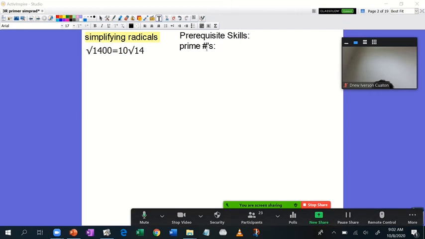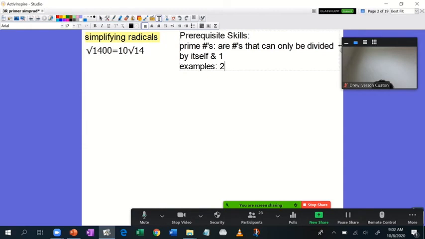Now, prime numbers are numbers that can only be divided by itself and 1. Okay? So examples of prime numbers are 2, 3, not 4, 5, 7. People mistakenly think 9 is a prime number. 9 is not a prime number because it can also be divided by 3. Okay? The next prime number is 11, 13.